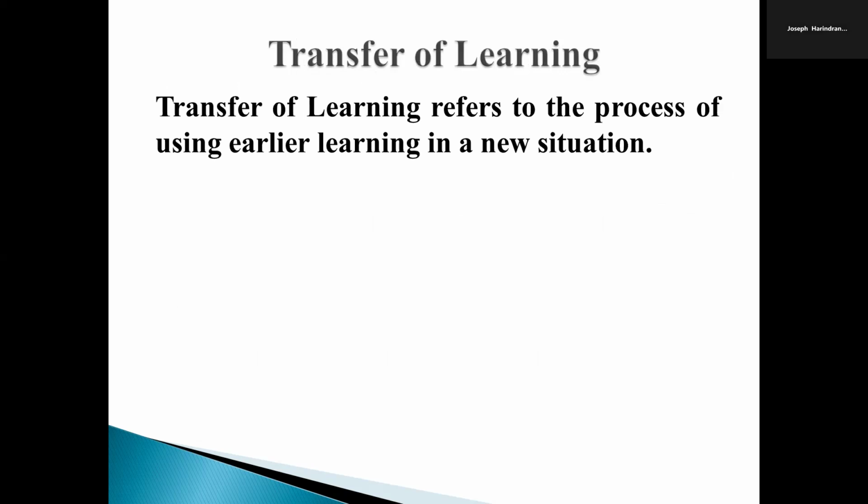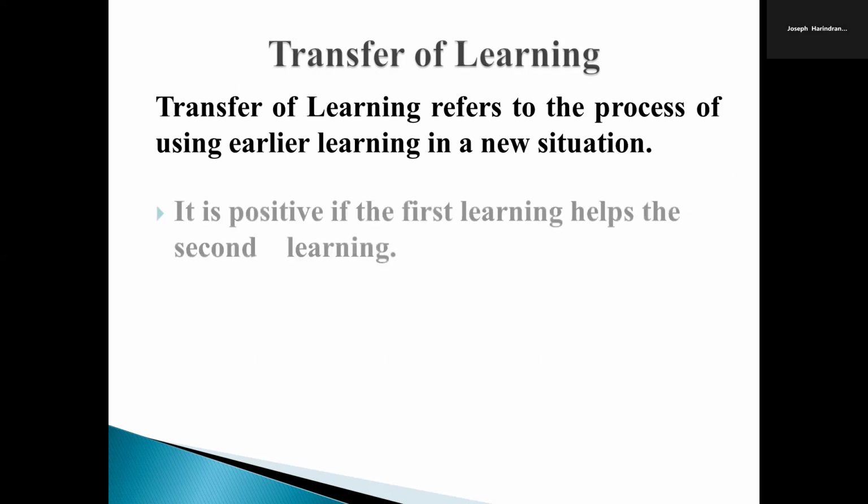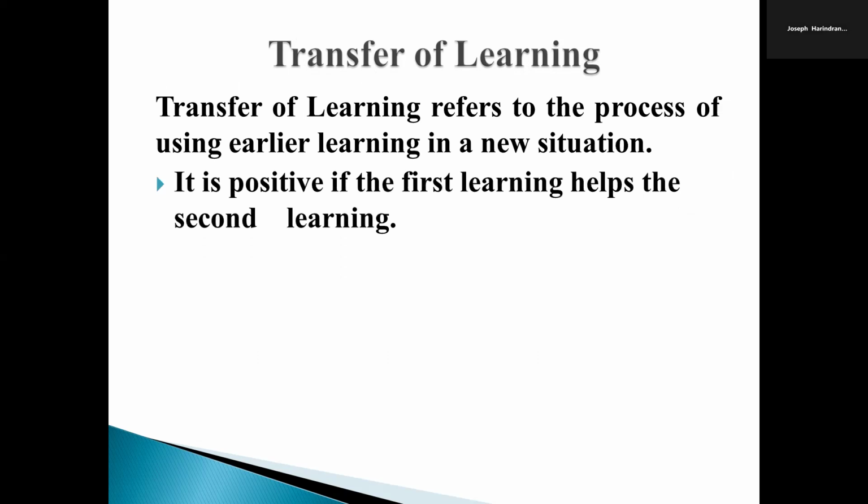Transfer of learning refers to the process of using earlier learning in a new situation. Whatever you have learned before in some other situation, when used in a new situation, is positive transfer if the first learning helps the second learning. It means you are trying to learn something new, and then we keep on adding to our first learning experience. After all, learning is an experience. So we add more to our experience and enrich our first learning, and the second learning becomes much better than the first.